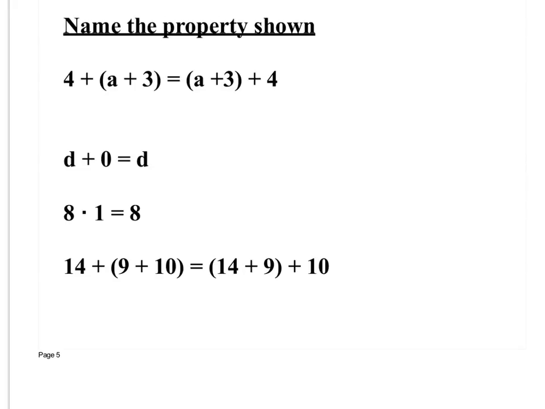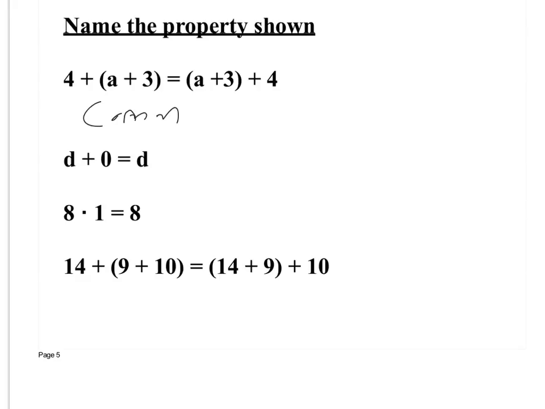Here's how I do that. I look at the order of the numbers, 4, A, and 3. Do I have 4, A, and 3 here? No. So can I rule out commutative property? No, because did the order change? Yes. So guess what? That's going to be commutative property.